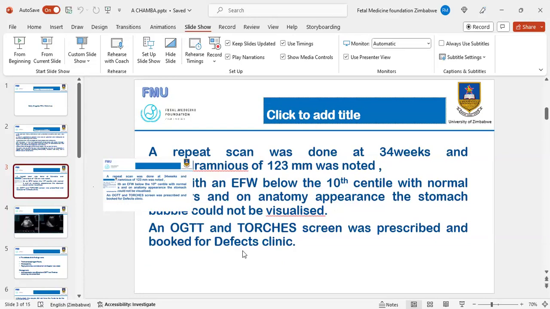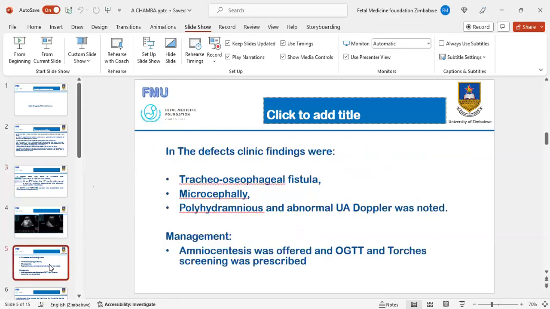The estimated fetal weight remained below the percentile. So the plan was to have a TORCH screen done, and then see. The patient was booked in the fetal anomaly clinic for further assessment by the specialist. In that clinic, there were quite a number of abnormalities that were noted.